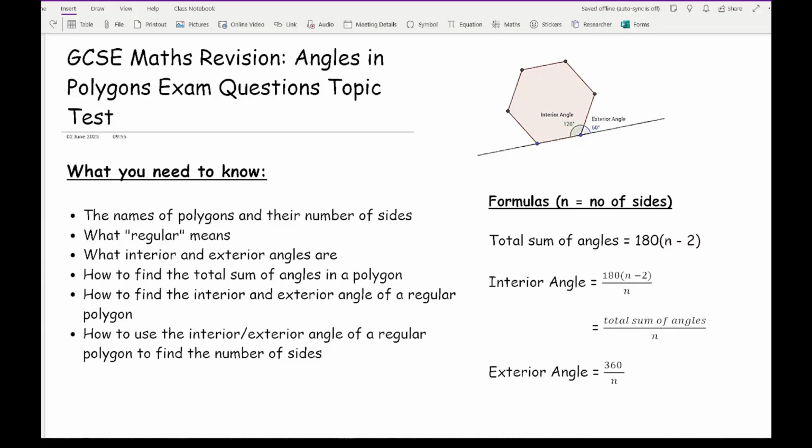Now before we get started working through some past exam questions, let's just have a quick overview of what you need to revise for this particular topic.